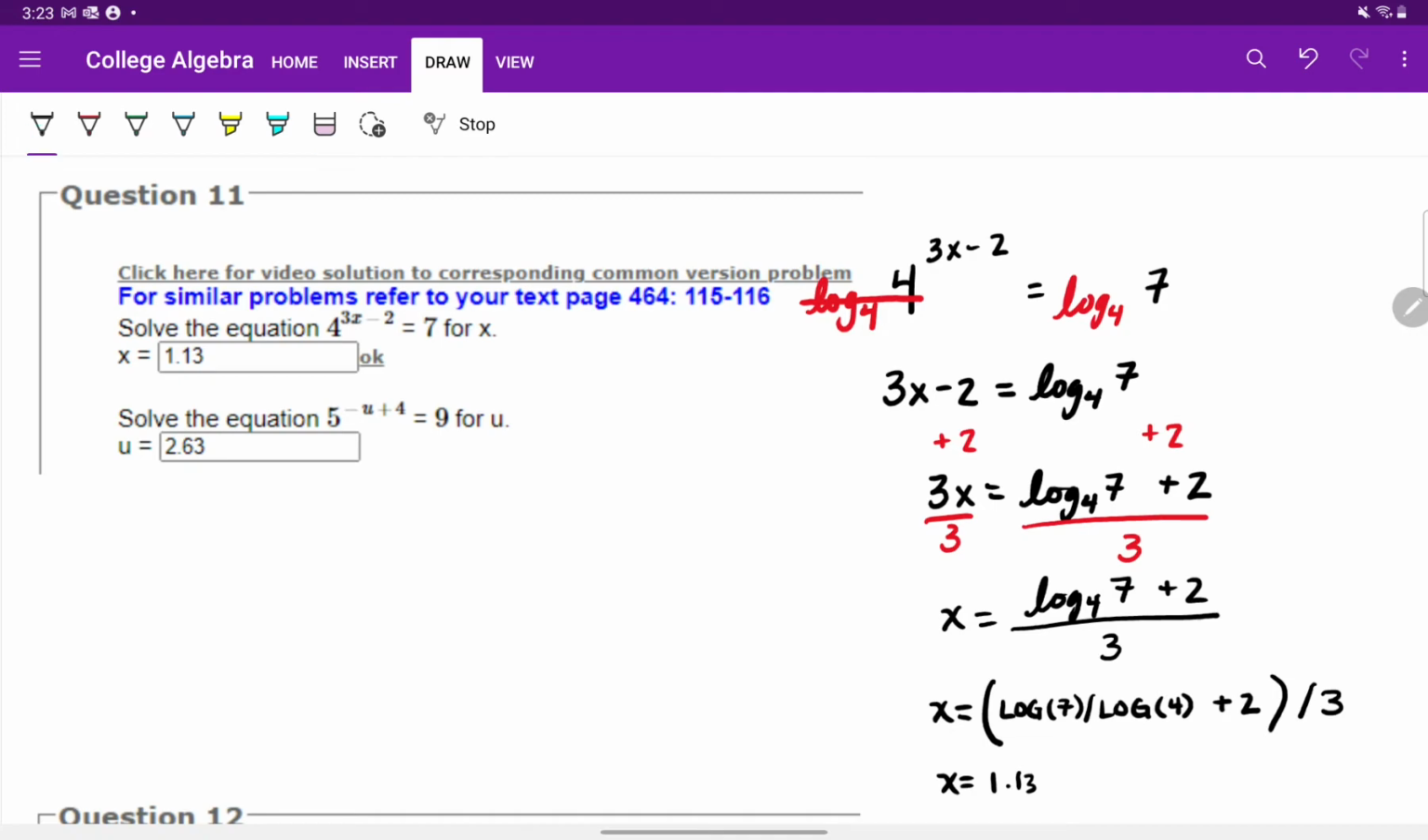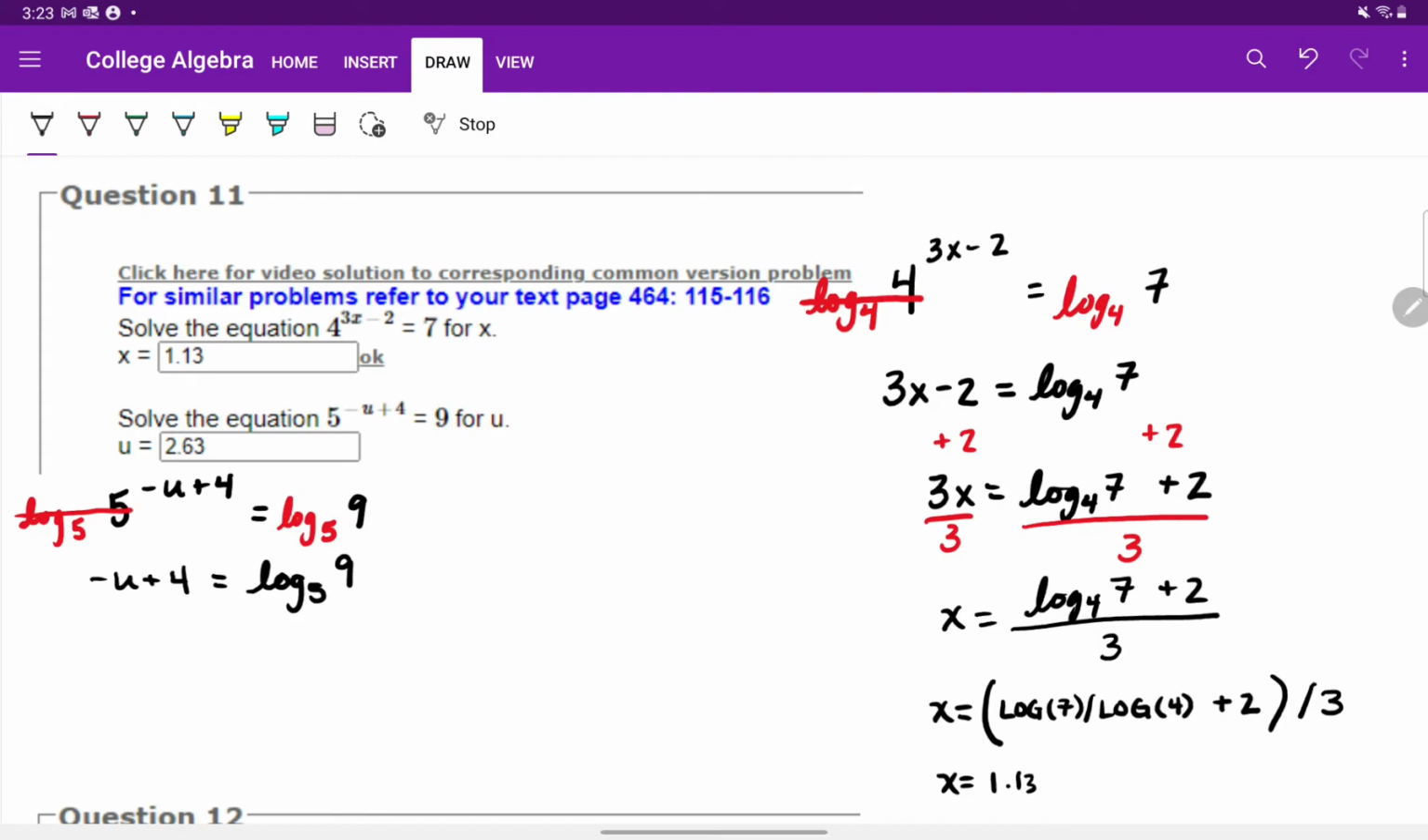All right, the second part of the problem is asking us to solve something similar, but this time for u. So we've got 5 to the negative u plus 4 equals 9. I'm going to leave space this time because I've wised up. In order to get this u down onto the main level of our problem, we have to figure out a way to cancel out this exponential 5. Well, the way we do that is its inverse, log base 5 of both sides. So on the left, the log base 5 and the 5 exponential cancel each other out because those are inverses. So we just have negative u plus 4 on the left and log base 5 of 9 on the right.